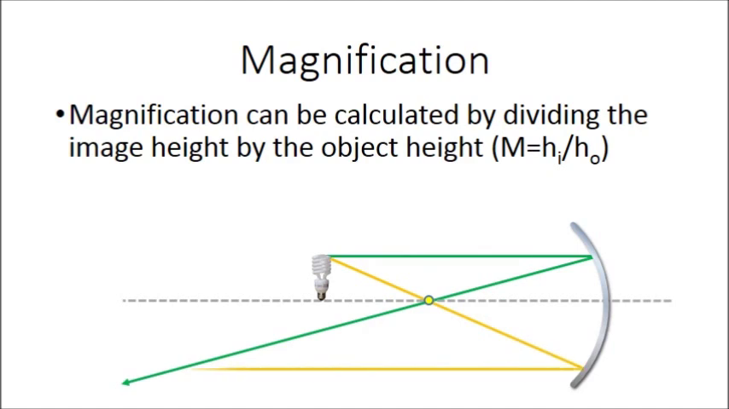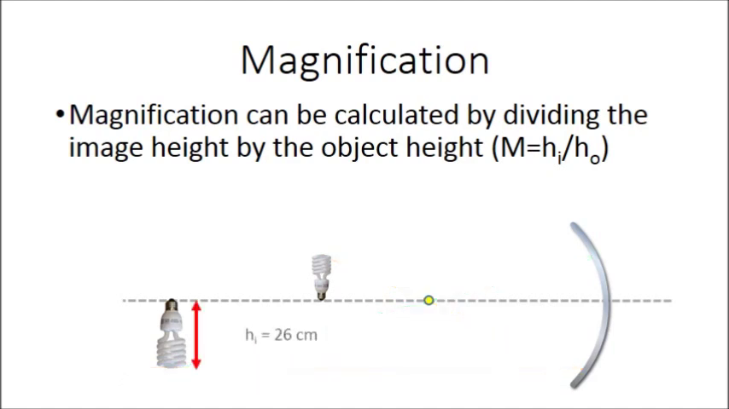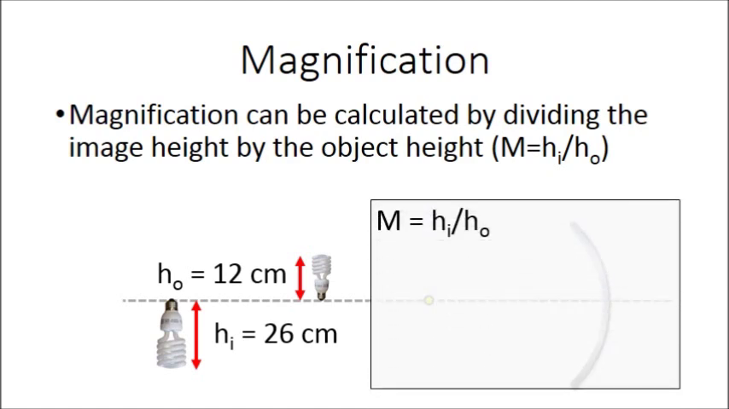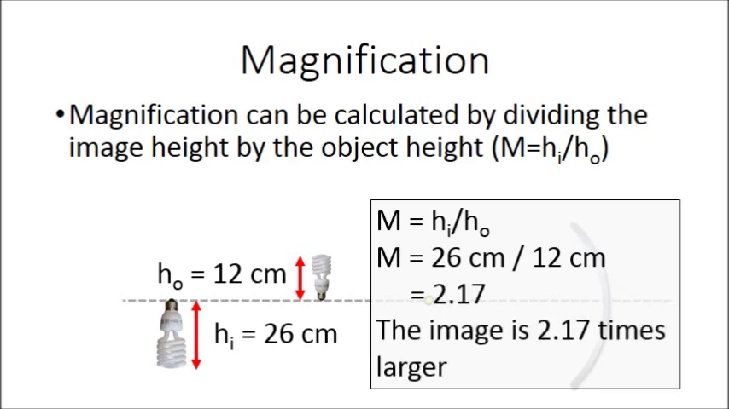So we'll just do this like we normally do. There's our object, and it looks bigger. So let's calculate the magnification here. So we're going to look at the height of the image is 26 centimeters, and the height of our object is 12 centimeters. So magnification is HI divided by HO, height of the image divided by height of the object, which is going to be 26 centimeters divided by 12 centimeters, which works out to be 2.17. So we can say the image is 2.17 times larger than the object, or it's been magnified 2.17 times.